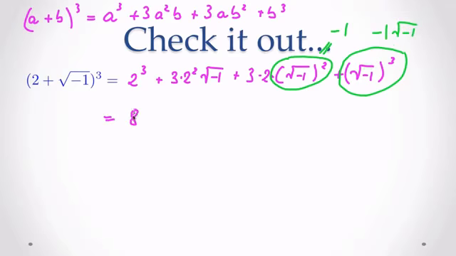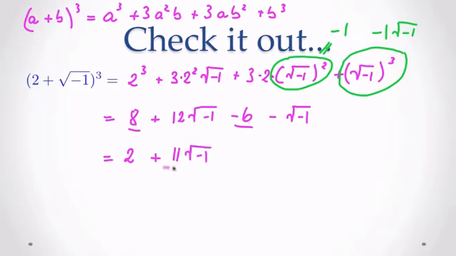2 cubed is equal to 8. Then we have 3 times 2 squared, that's 12, times the square root of -1. And then we have 3 times 2 times -1. So 3 times 2 is 6, times -1 is -6. And here we have minus 1 times the square root of -1. Now we can combine at least like terms. We can combine this 8 and this -6. 8 minus 6 is equal to 2. And we have 12 times whatever square root of -1 might be, and we're subtracting from that 1 times the square root of -1. So altogether we have 11 times the square root of -1.